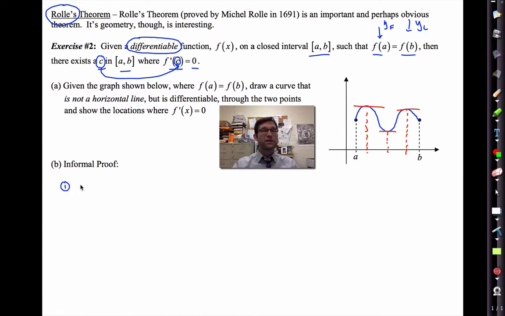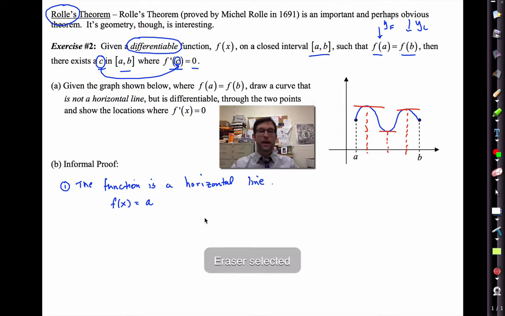Case 1 is the function is a horizontal line, right? And that could very well be the case. You could just have f of x equals a. Well, maybe not a, we're using a for something else in this problem. f of x just equals a number. Let me go with f of x equals 5, right? So then you've got your graph that just looks like this.